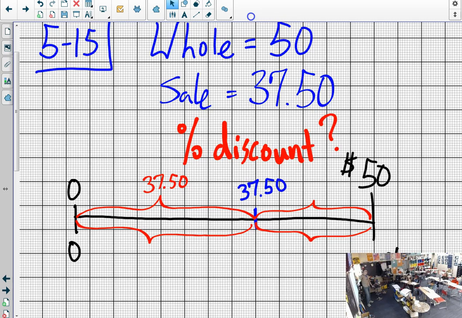Can anyone tell me how much she saved? How much money? Francesca? $12.50, right? What we're wondering is how does $12.50 compare with 50? What portion of the price did she save? Is it half off? She saved half the price? Who knows how?